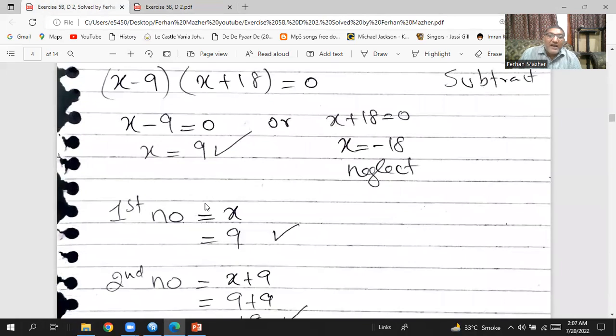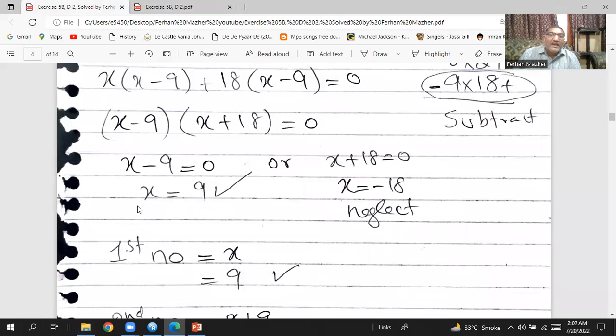Because these two brackets are multiplying with each other and their answer is 0, it means either the first bracket is 0 or the second bracket is 0. So I will make both the brackets equal to 0. So x minus 9 is equal to 0, so x will be 9. x plus 18 is equal to 0, so x will be equal to minus 18.